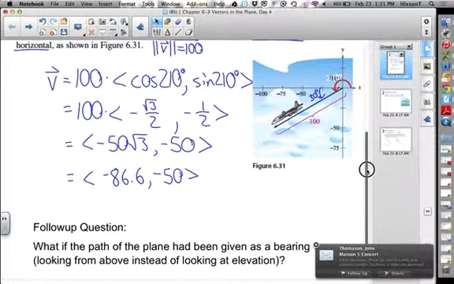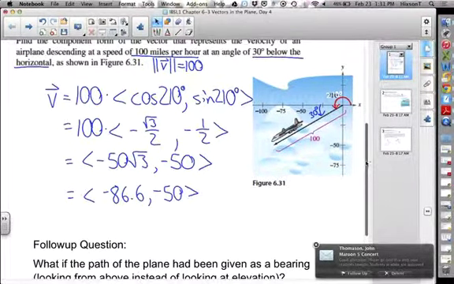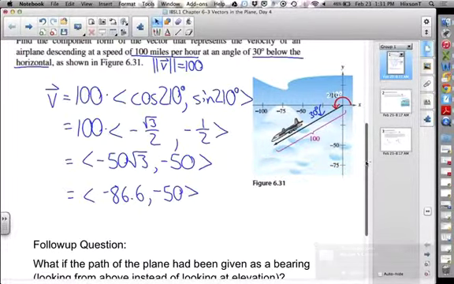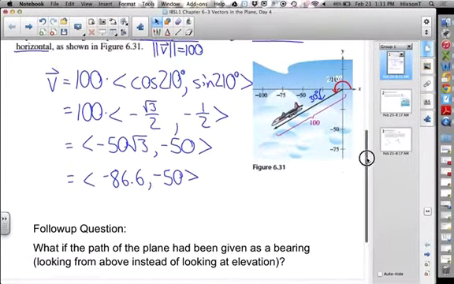But will they ever give you v and not the magnitude of v, and then you have to find the magnitude? They could. They could say there were two planes and one had this vector and the other one went in the same direction but at this speed. So you'd have to find the direction of the first one and then get the second one. So, yeah, there's a lot of different possibilities.